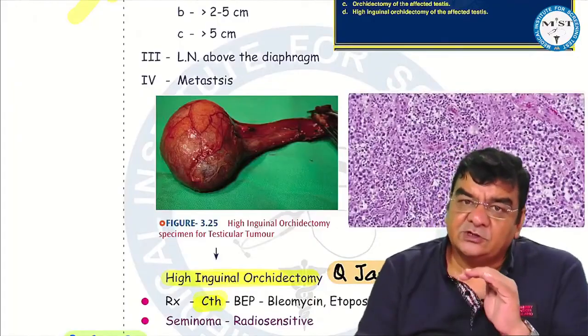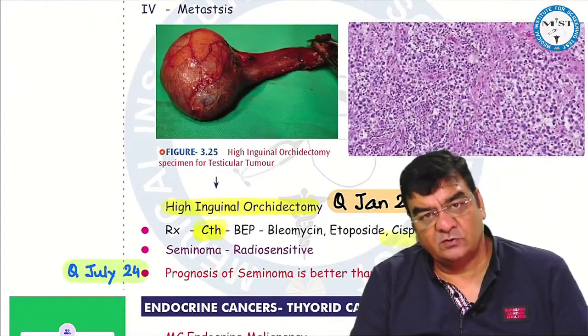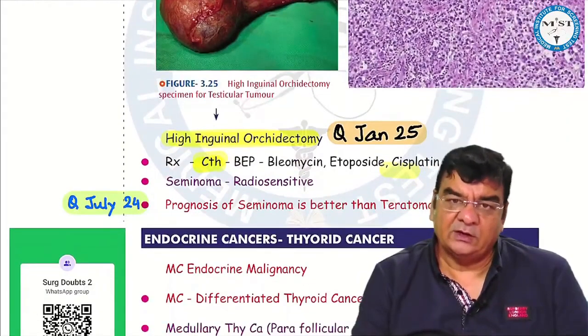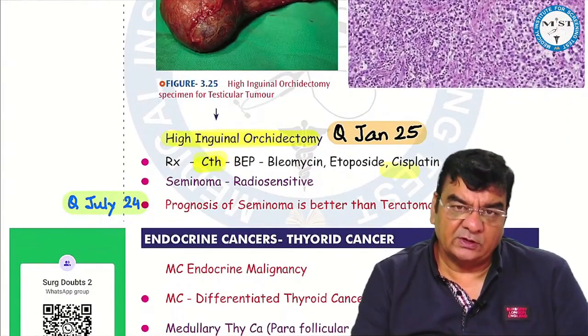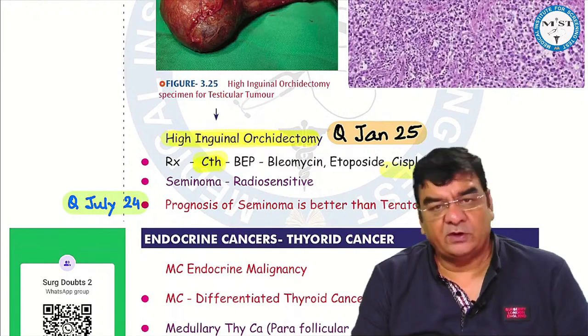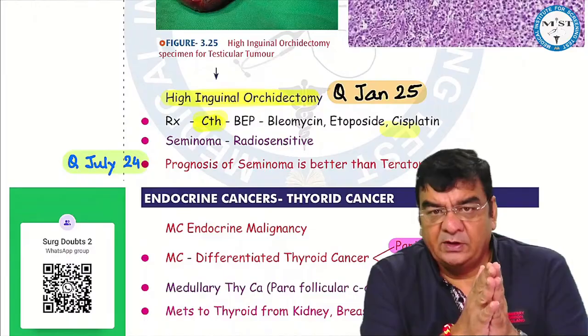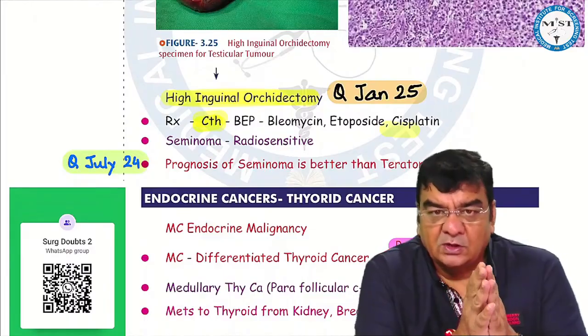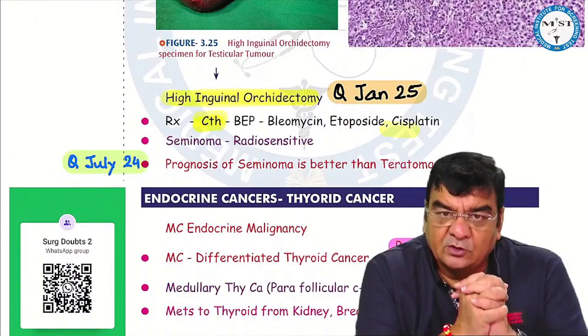Now, if it is stage 2 or stage 3, then definitely the lymph nodes are also involved. So we have to either remove those lymph nodes, retroperitoneal lymph node dissection, or we can destroy them by radiation, or we can give chemotherapy. Seminomas respond to radiotherapy, but teratomas do not. So radiotherapy cannot be used in teratomas.